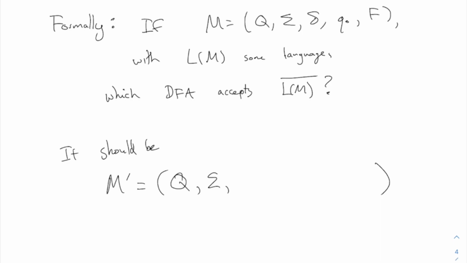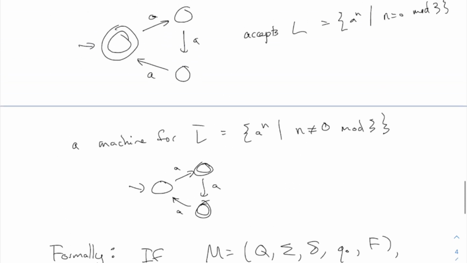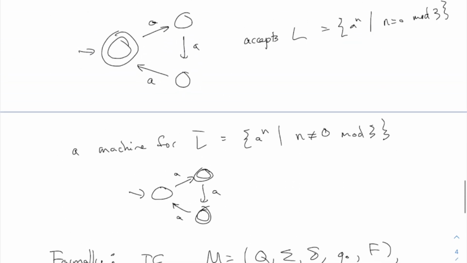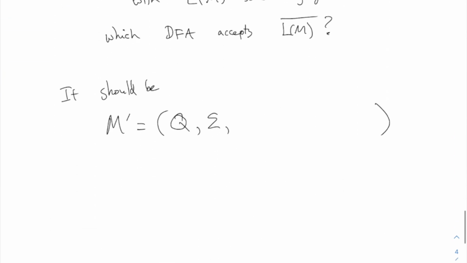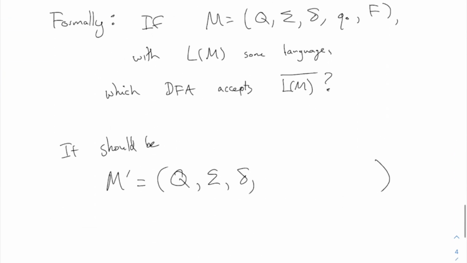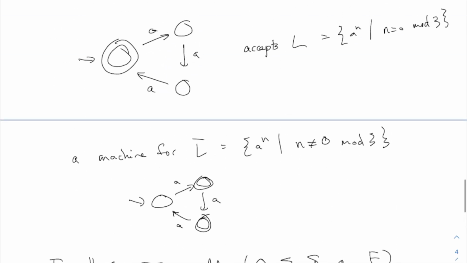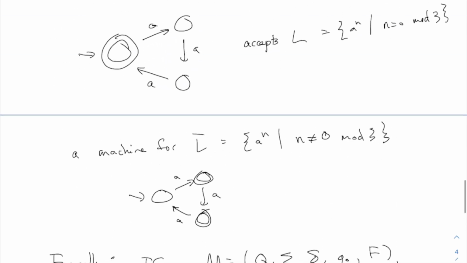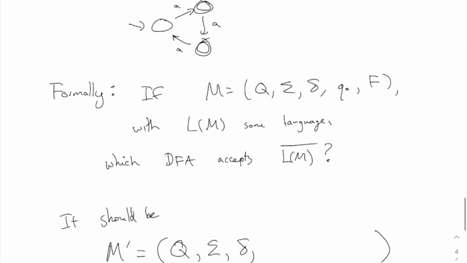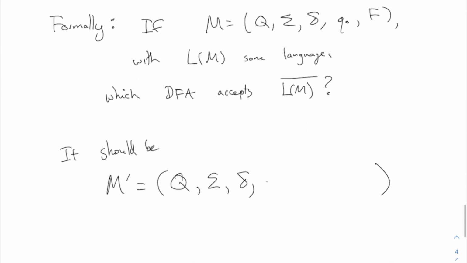How about the delta? This is the transition function which describes what all the arrows are. Is that the same in these two diagrams? I think it is. All right. It looks like everything's the same. How about the next thing? The Q0, that is the starting state. Did I change the starting state? I did not change the starting state. So this new machine has the same starting state.